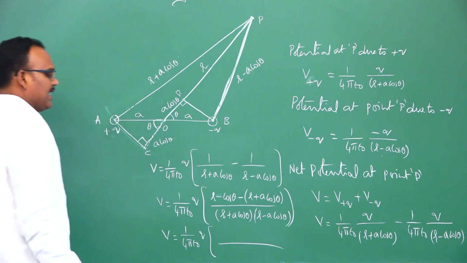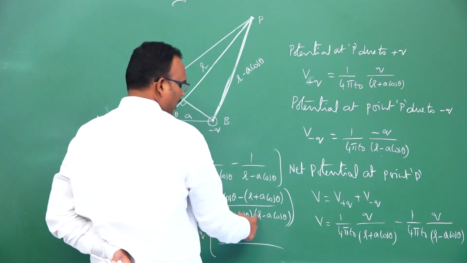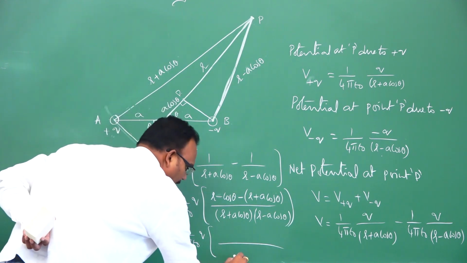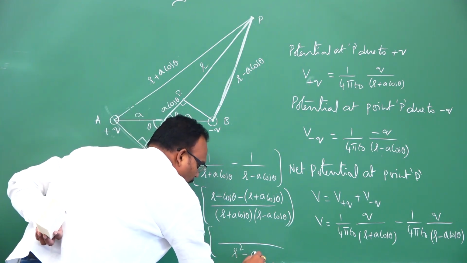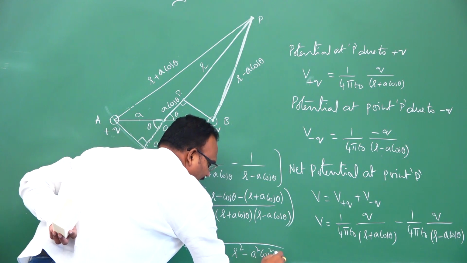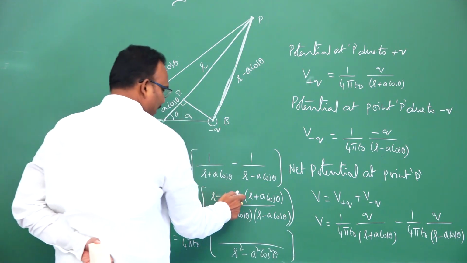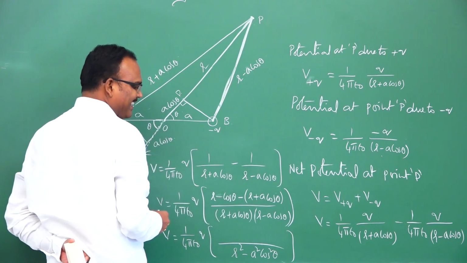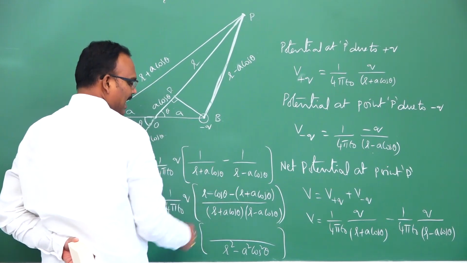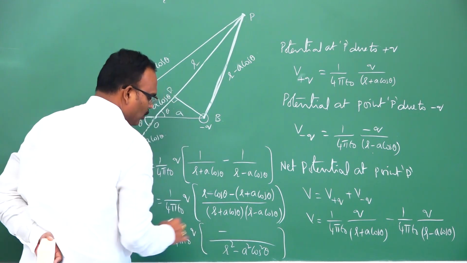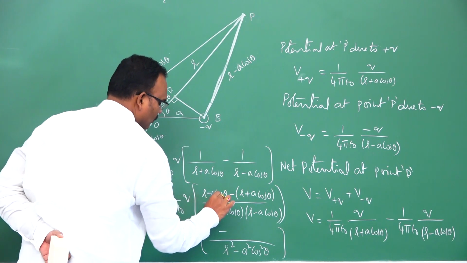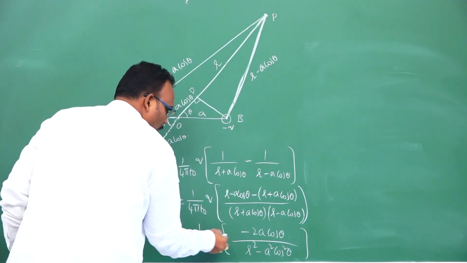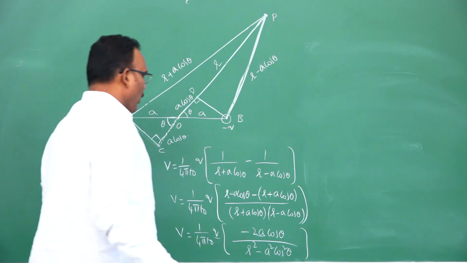See, denominator is like A plus B into A minus B. That means we can write it as A square minus B square. So that is R square minus A square cos square theta. If you multiply inside, this will get minus R, this will get minus A cos theta, plus R, minus R cancel, you will get minus 2A cos theta.